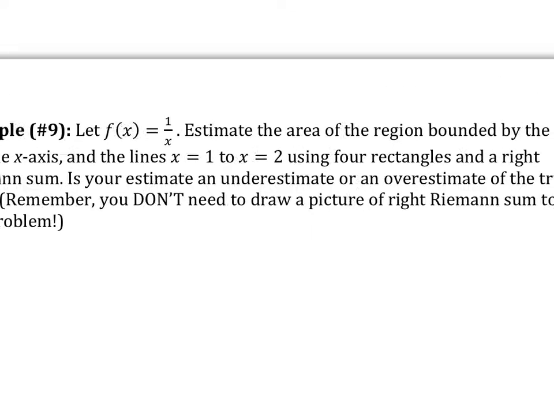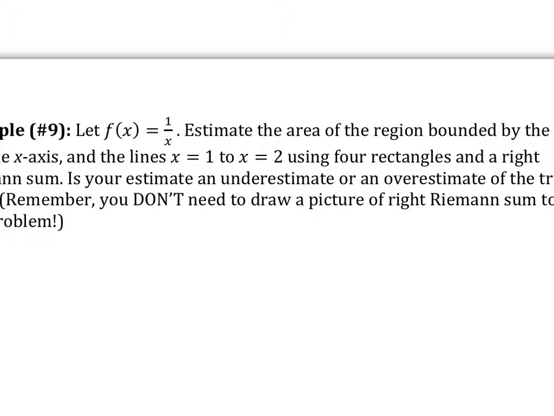All right, so don't worry about copying down the entire problem, just copy down the essential parts. You have this function, 1 over x. Estimate the area of the region bounded by the graph of f, the x-axis, between x equals 1 and x equals 2. You want to use 4 rectangles and a right Riemann sum. And then they want you to figure out whether it's an underestimate or overestimate of the area.